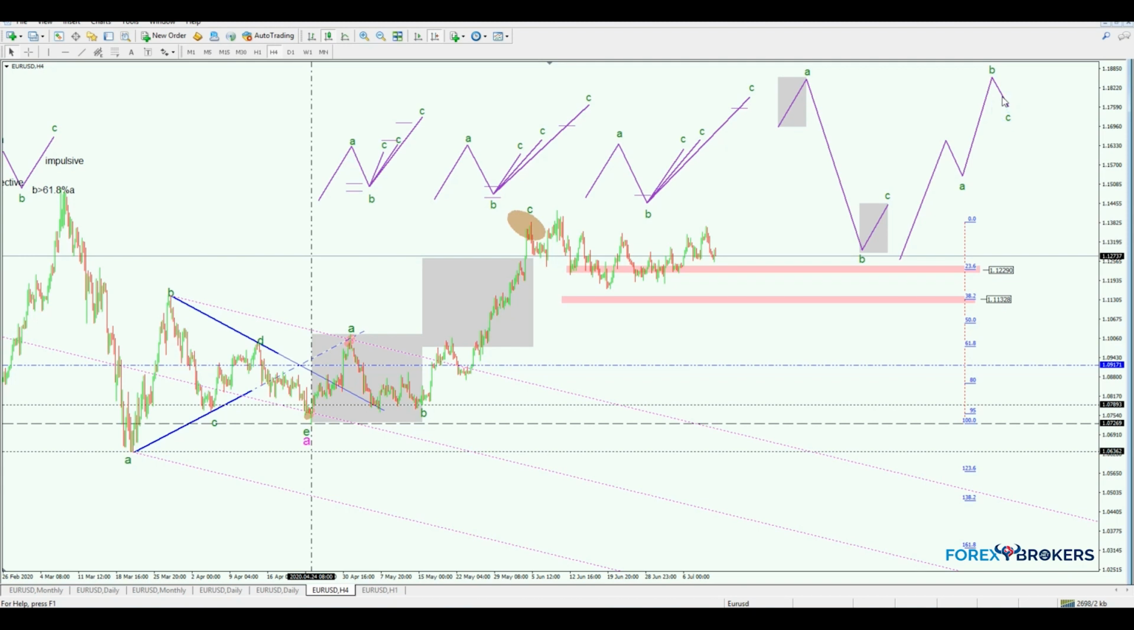So whenever you see something like this and then the market explodes higher or lower depending on the pattern, that's a running flat. And a running pattern usually forms as the second wave of a third wave extension impulsive move.